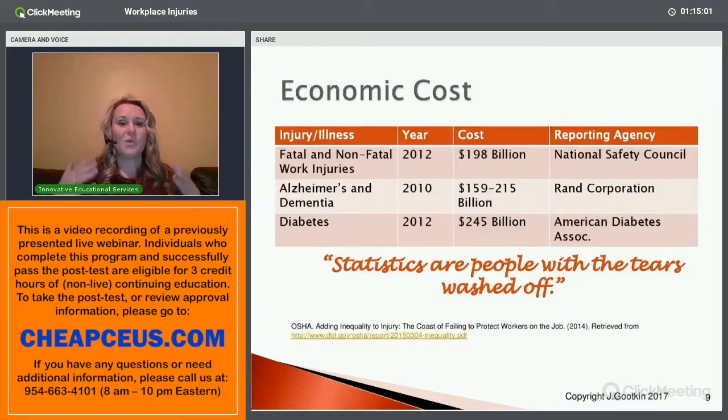When we think about workplace injuries, there are things that can be done to help minimize the risk and cut down on some of that. When we look at this data, we're thinking beyond just the numbers and the economic cost. I love the statement that statistics are the people with the tears washed off, because every dollar that is spent may be coming out of someone's pocket so they can't be putting food on the table.